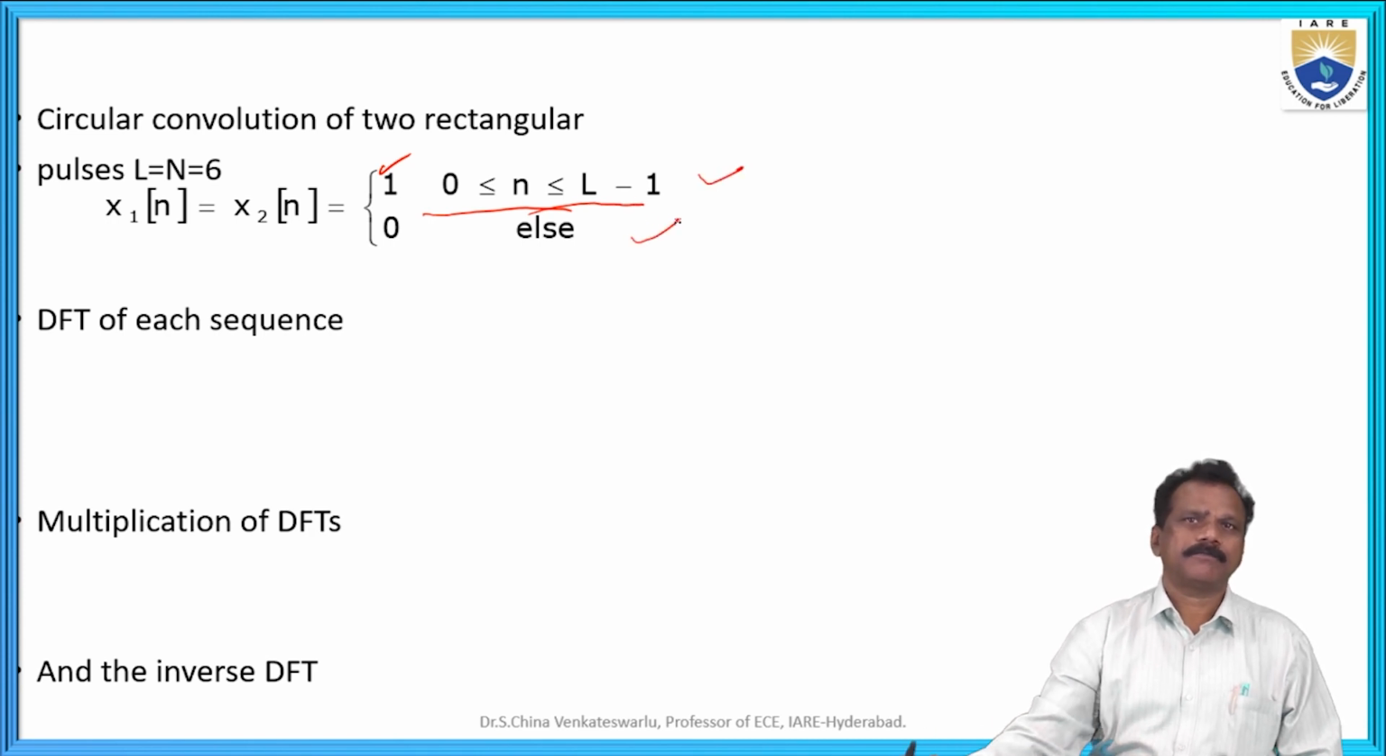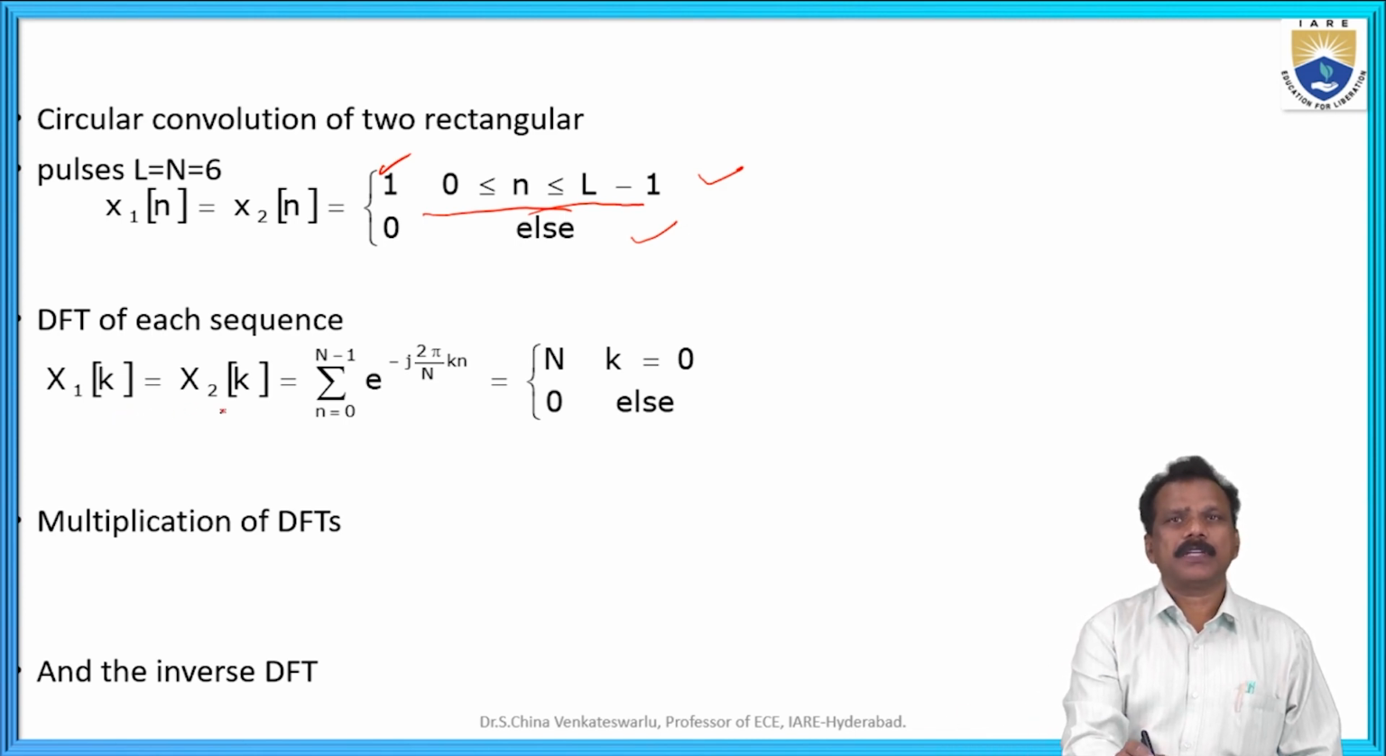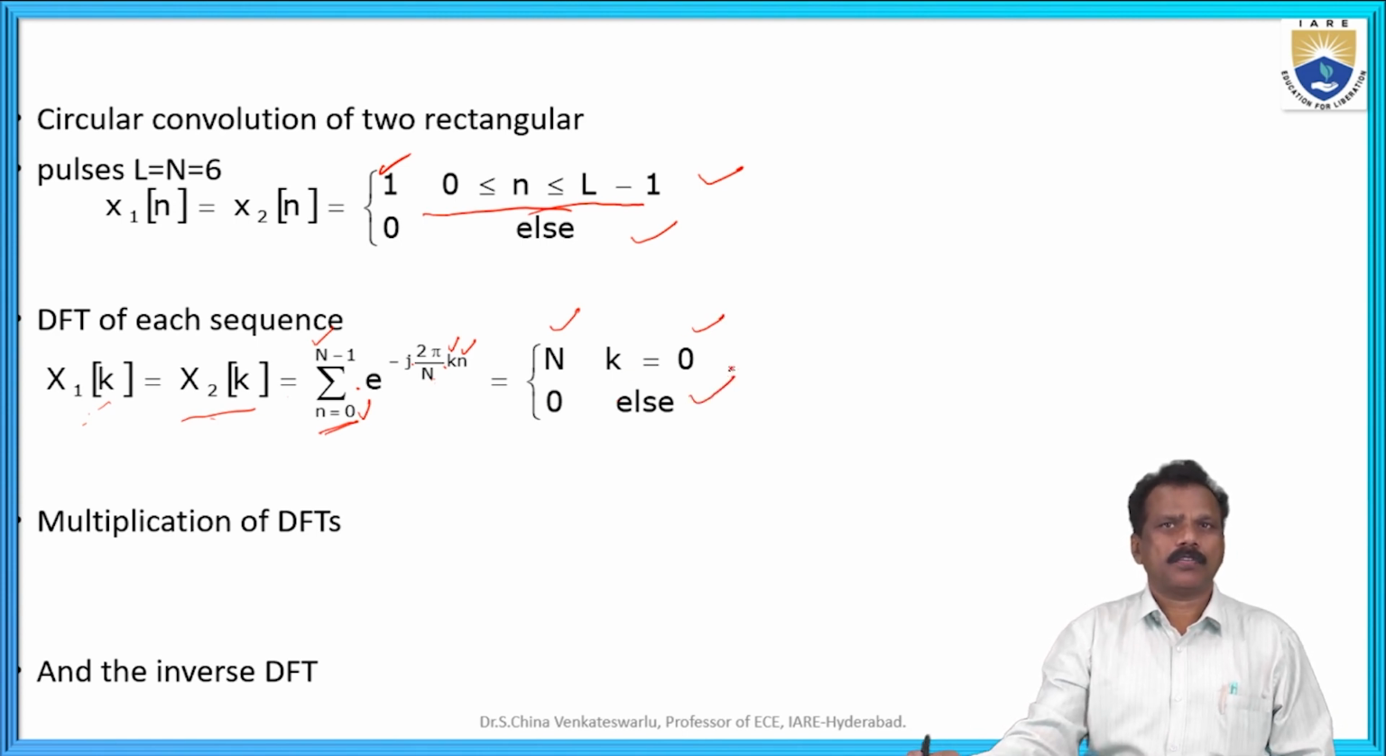Next, DFT of each sequence. DFT of each sequence is followed by X1 of k equal to X2 of k equal to summation n equal to 0 to capital N minus 1 into e power minus j 2 pi by capital N into kn, for k equal to 0 to N minus 1, 0 else. You have to follow this DFT of each sequence.